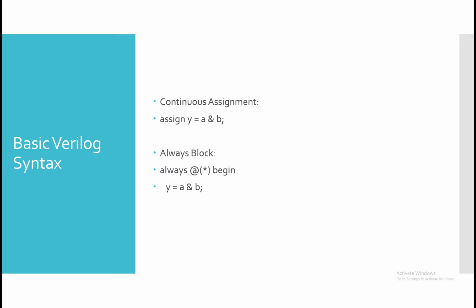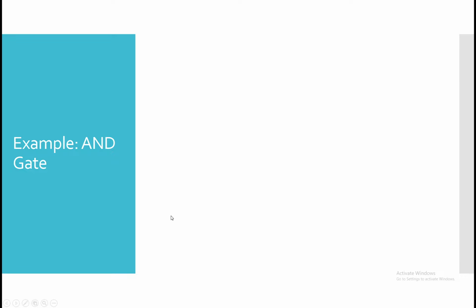For example, y is equal to a and b. If you use the assign statement, you have to write assign first, then y is equal to a and b. But if you don't want to write assign and you want to write all the commands without it, then you have to use the always block, and inside it from begin to end you will write all of your statements. They will be executed at the same time and you do not need to write assign with all of these. Now an example is an AND gate.